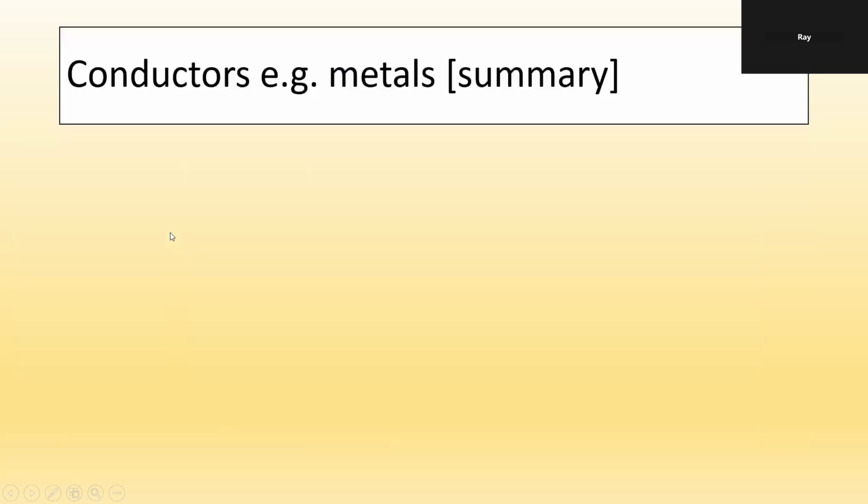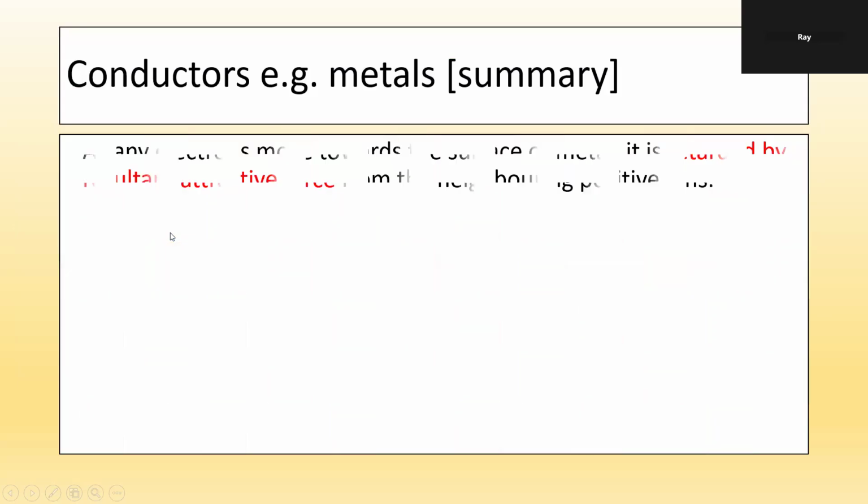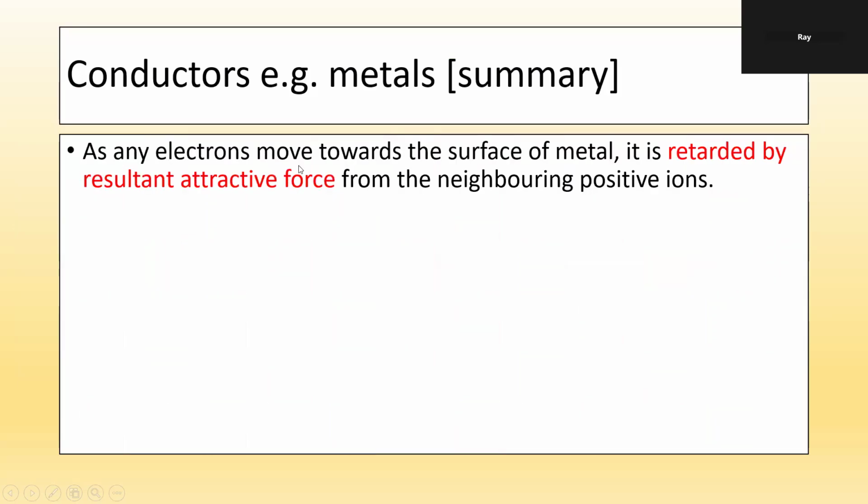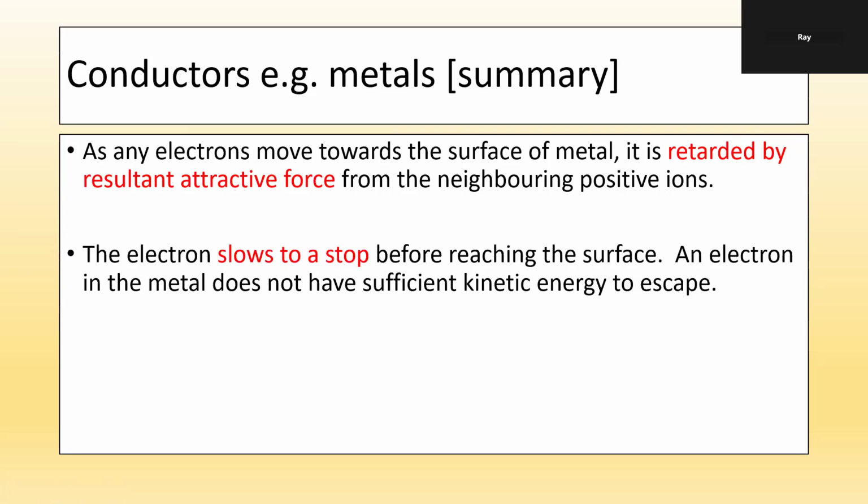The electron slows to a stop before reaching the surface, before it escapes. An electron in the metal does not have sufficient kinetic energy to escape. To escape, the electron needs a minimum energy from an external source, for example electromagnetic radiation. This minimum energy we call the work function.